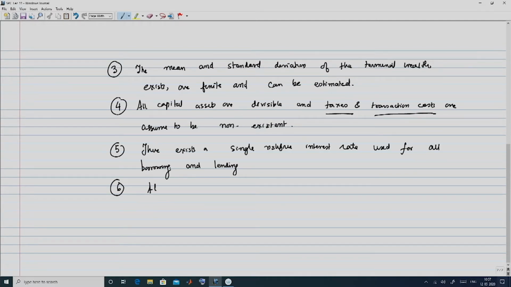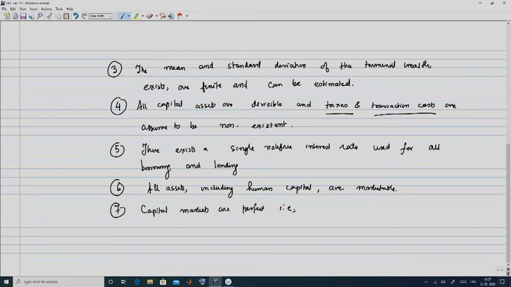6. All assets, including human capital, are marketable. 7. The capital markets are perfect.